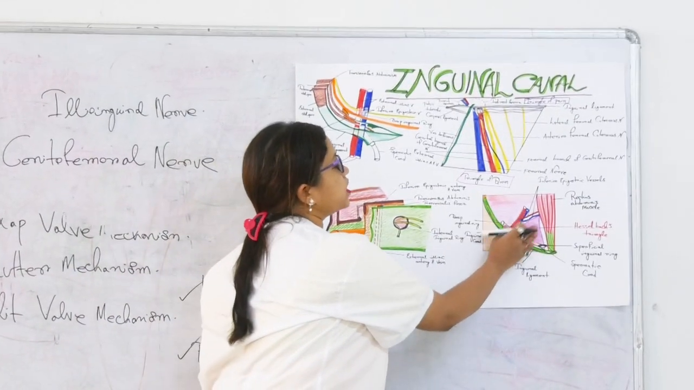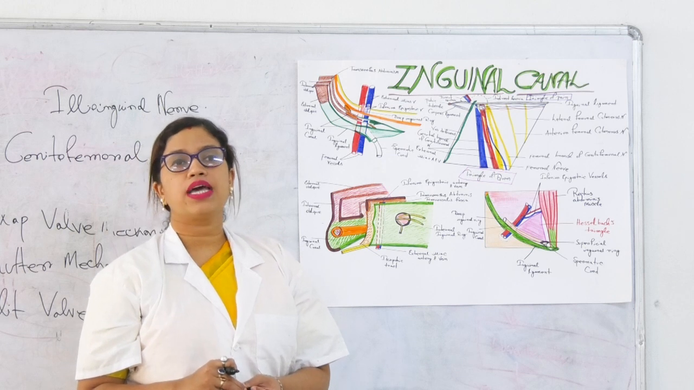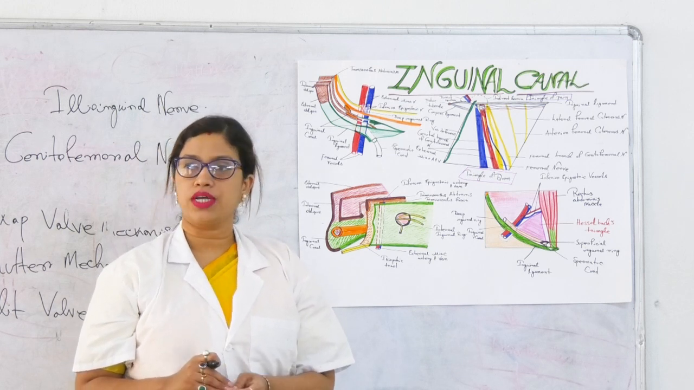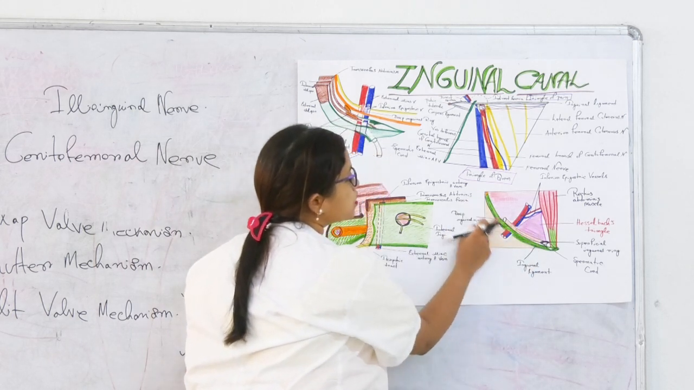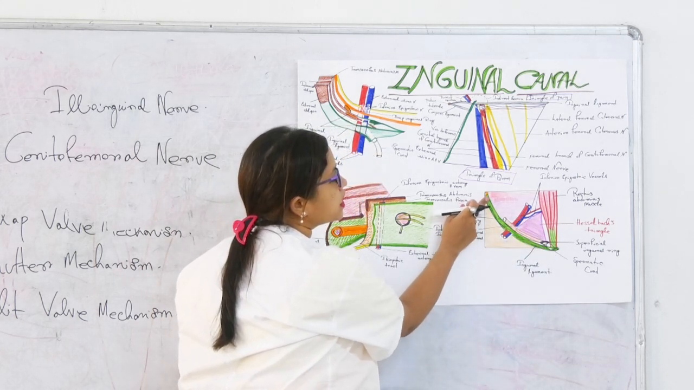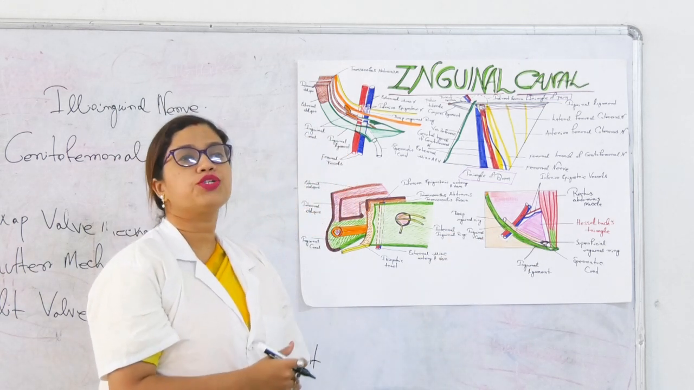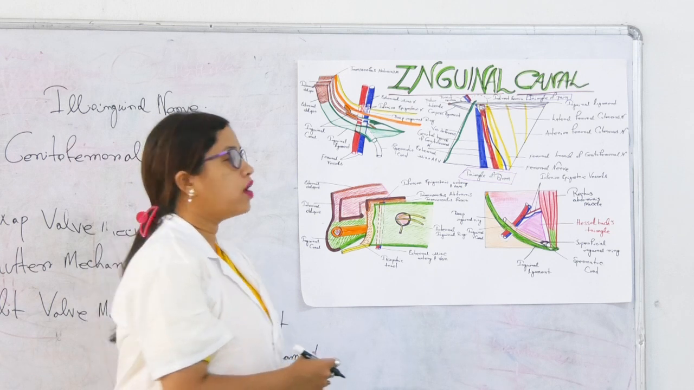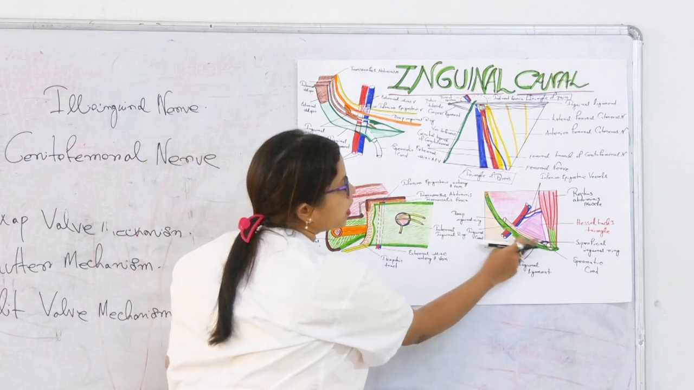Now come to this picture. What is Hesselbach's triangle? Which one is known as Hesselbach's triangle? It was asked as a short note. So you could see what the structures are. They have given one cut section of the abdomen, on the lateral side. The first structure you are getting is the inguinal ligament.